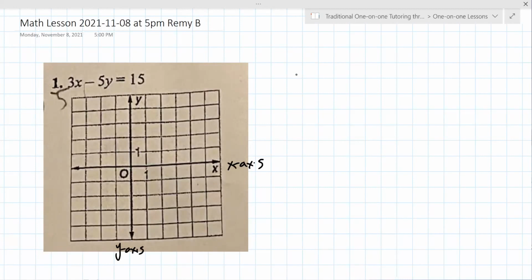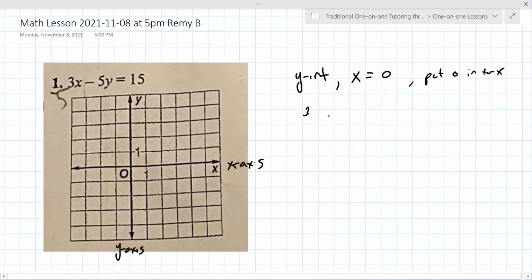So the y-intercept is when x equals 0. So you literally put 0 in for x. So it's 3 times 0 minus 5y equals 15. And then you solve for y. So anything times 0 is 0. This minus goes with the 5y.